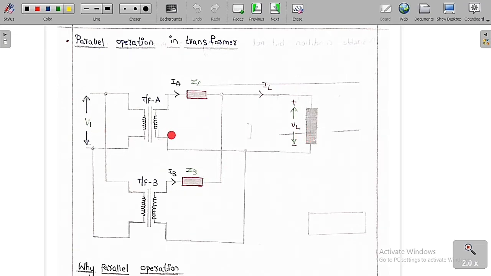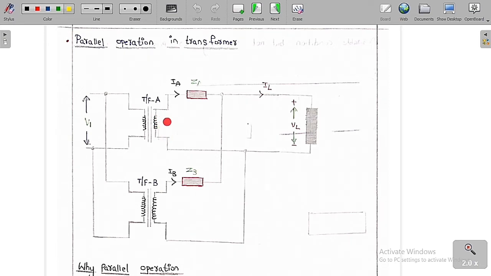Basically, parallel operation of transformers means we are going to share the load between two transformers. Suppose one transformer is gone, then this load can be shared by the remaining transformer itself. Therefore, the load will always get continuous power even if one transformer fails. So the load will always get power irrespective of the failure of one of the transformers.